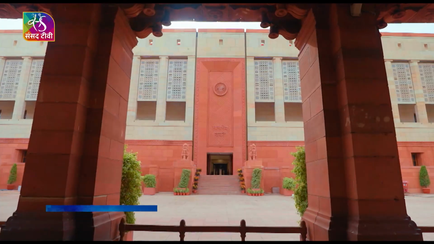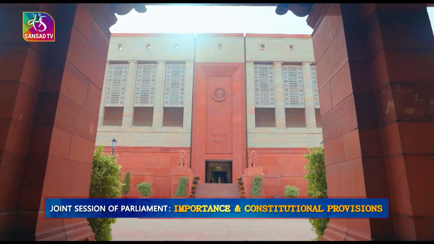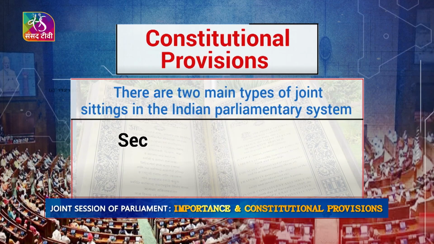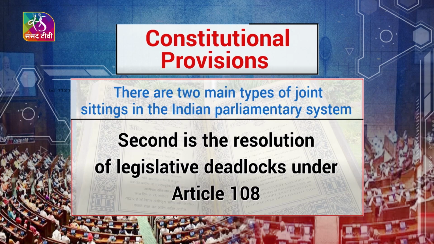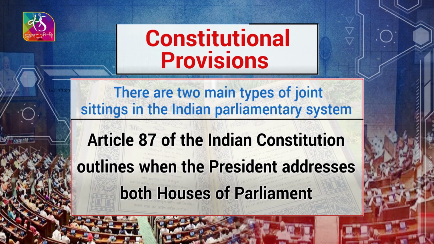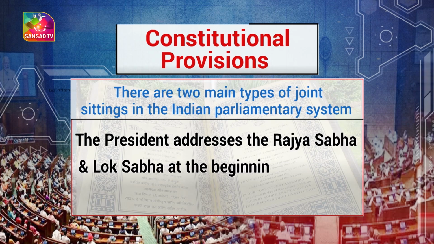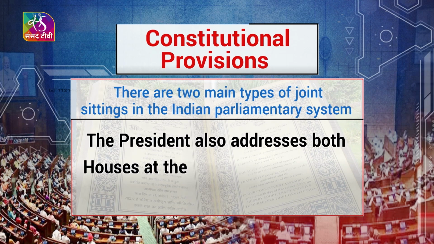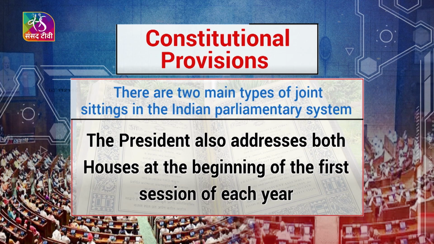There are two main types of joint sittings in the Indian parliamentary system. First is the presidential address under Article 87 and second is the resolution of legislative deadlocks under Article 108. Article 87 of the Indian Constitution outlines when the President addresses both houses of Parliament. The President addresses the Rajya Sabha and the Lok Sabha at the beginning of the first session after each general election. The President also addresses both houses at the beginning of the first session of each year.